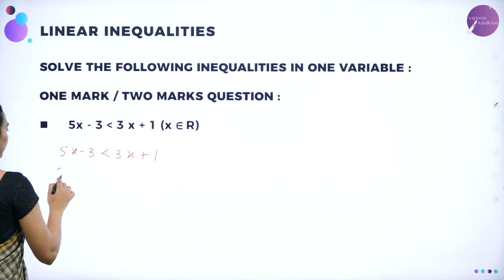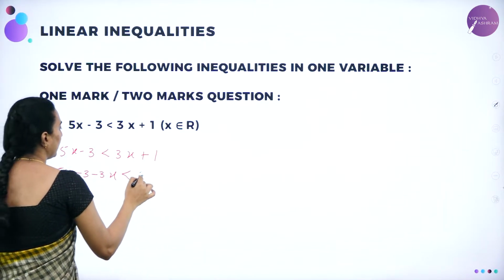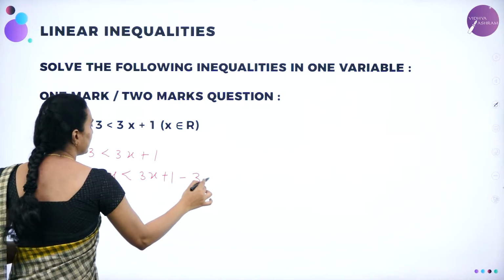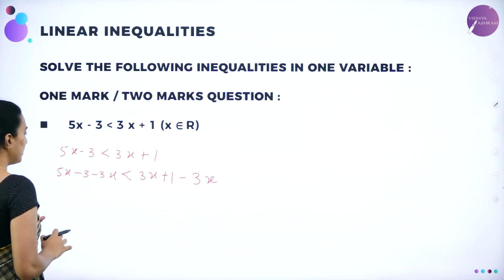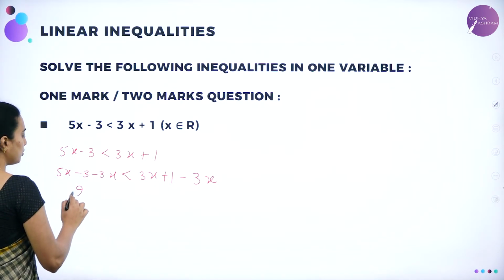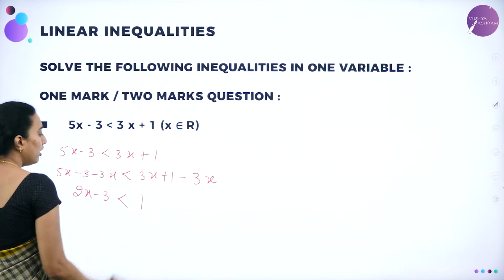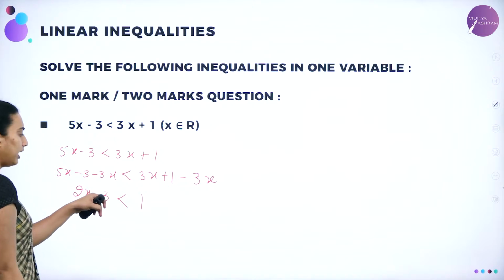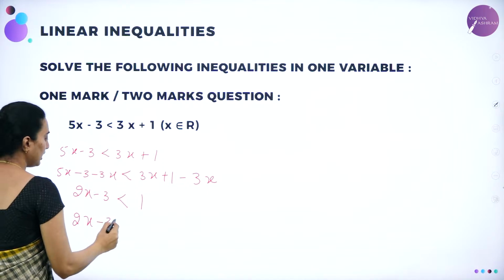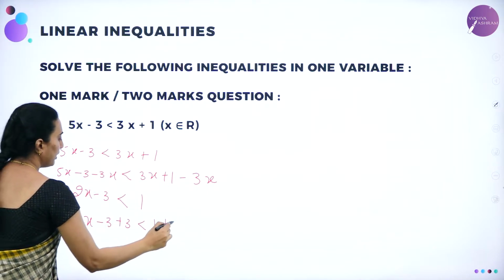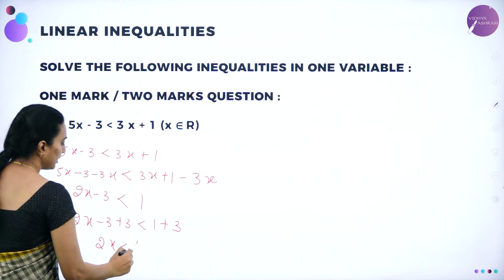If I am going to subtract, 5x minus 3 minus 3x is lesser than 3x plus 1 minus 3x. I am subtracting both sides by 3x, so the inequality will never change. So 5x minus 3x is 2x, minus 3 as it is, lesser than 3x minus 3x will go, remaining is 1. Now I do not want minus 3. If I do not want minus 3, I have to add plus 3. Adding 3 on both the sides, the inequality remains as it is. Now minus 3 plus 3 will go, 2x is lesser than 1 plus 3, which is nothing but 4.